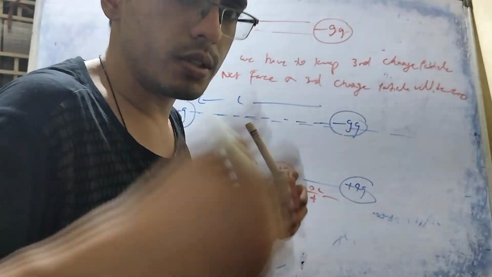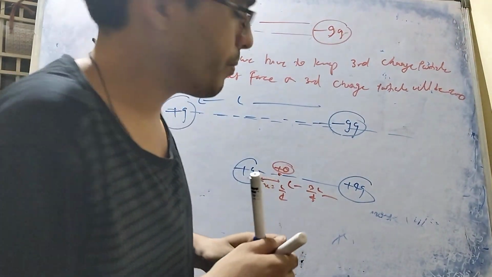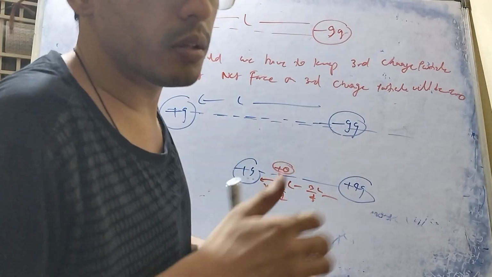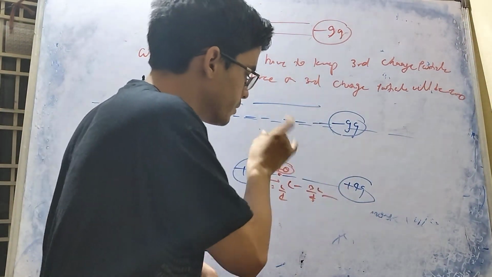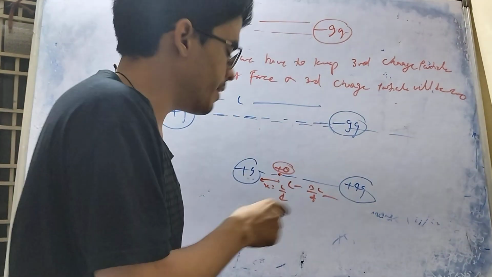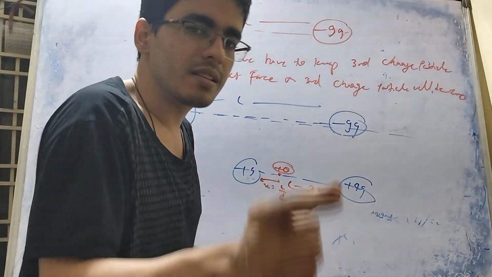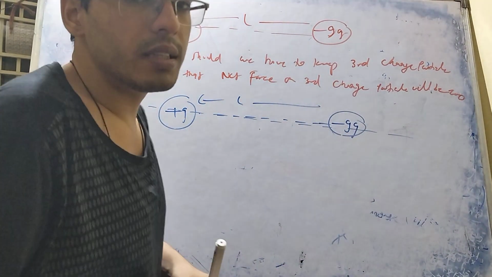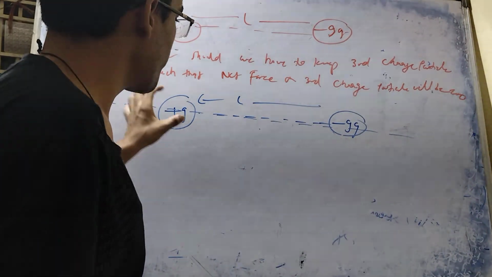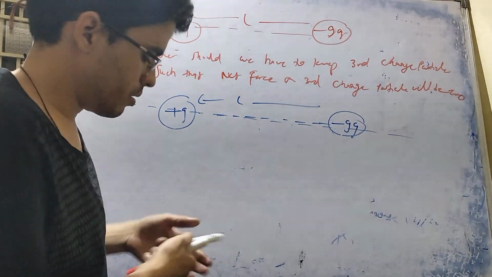So I want to once again repeat. In case of like charges, both same like charges, we can put a third charge between the like charges, near the smallest charge, such that net force here will be 0. Here also, in case of different charges, we can put the third charge near the smallest charge and on the left side of this charge. We can solve.